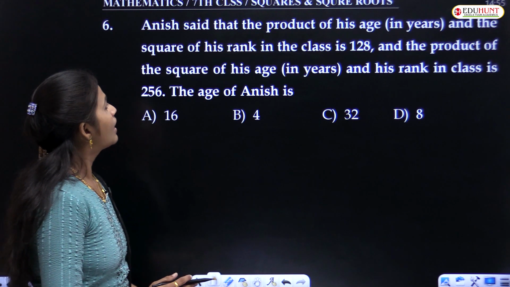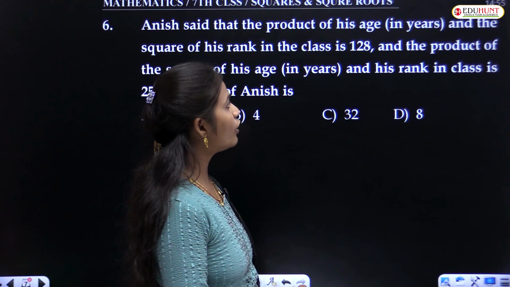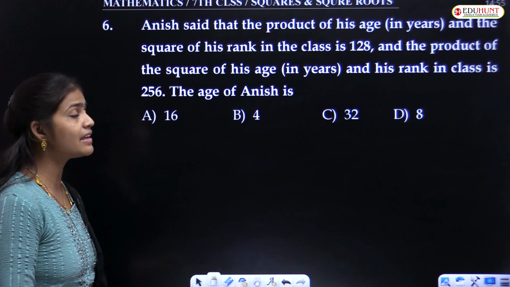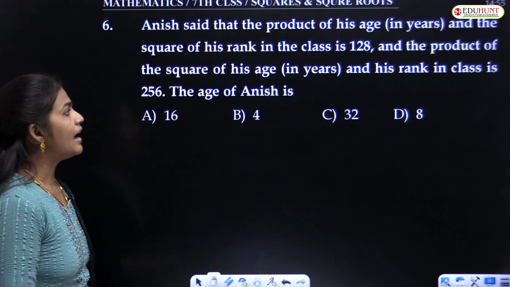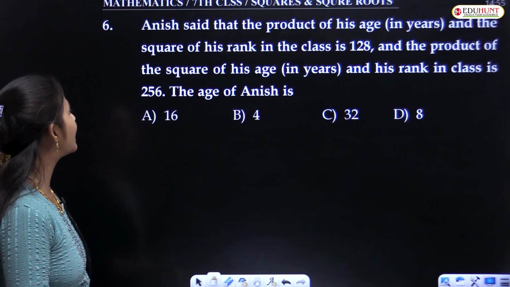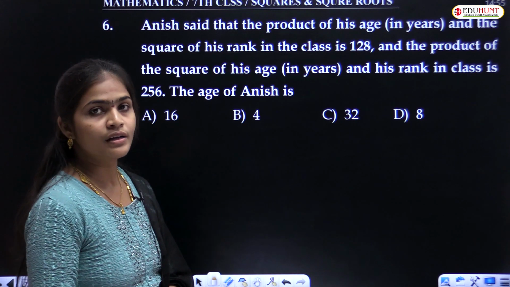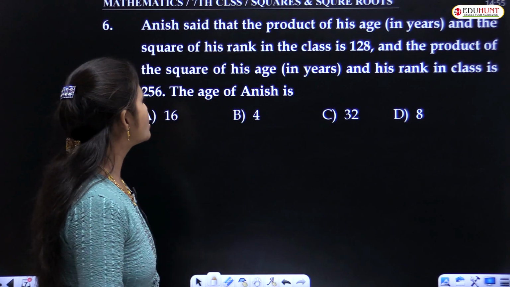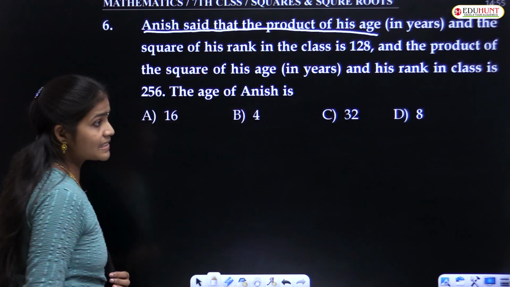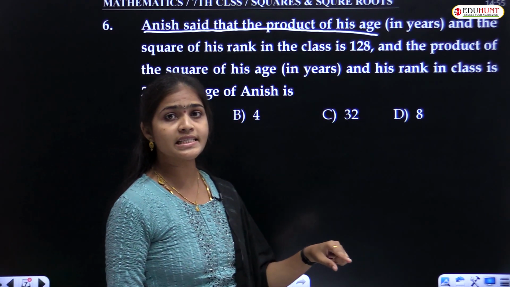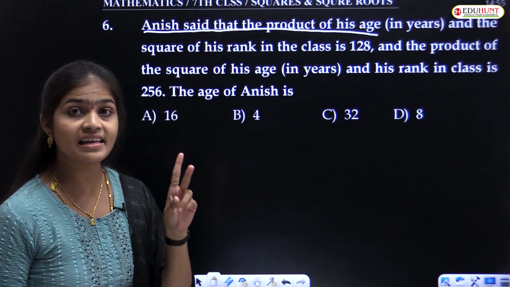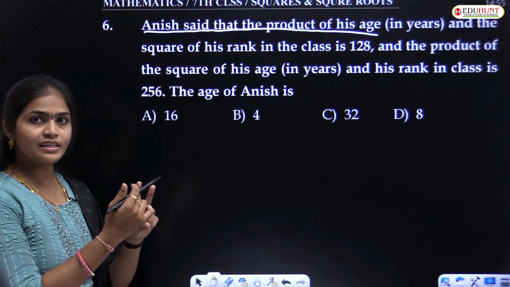Okay, here Anish said that the product of his age and the square of his rank in the class is 128. And the product of the square of his age and his rank in class is 256. So according to that question, Anish, one of the boys, is talking about two concepts. One is age, another one is rank. So he is comparing these two.